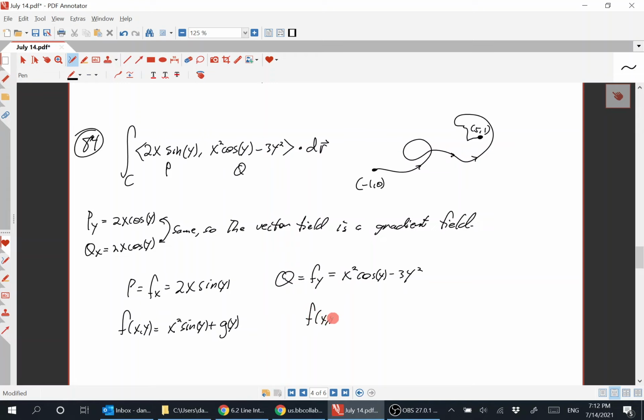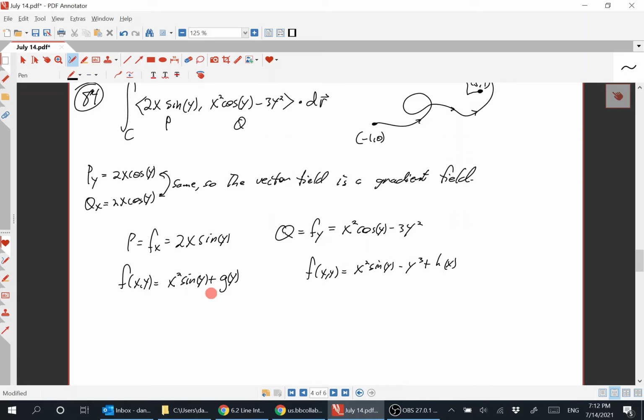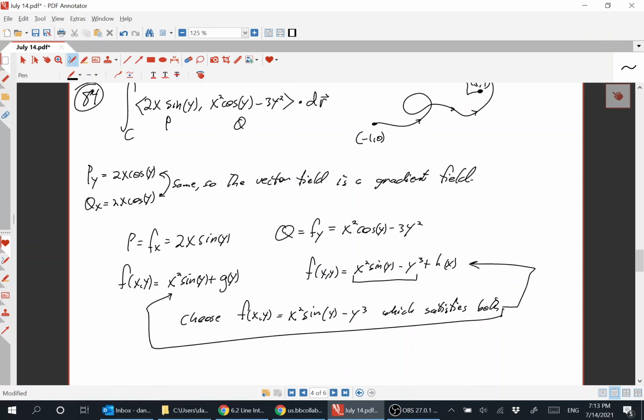Here, the antiderivative with respect to y is x squared sine y minus y to the third plus h of x. Right? So here you could just pick f of x, y to be that with no h of x at all. So choose f of x, y equal to x squared sine y minus y to the third, right? Which now satisfies both this and that. Right, so g of y is y to the third minus y to the third, and h of x is just 0.